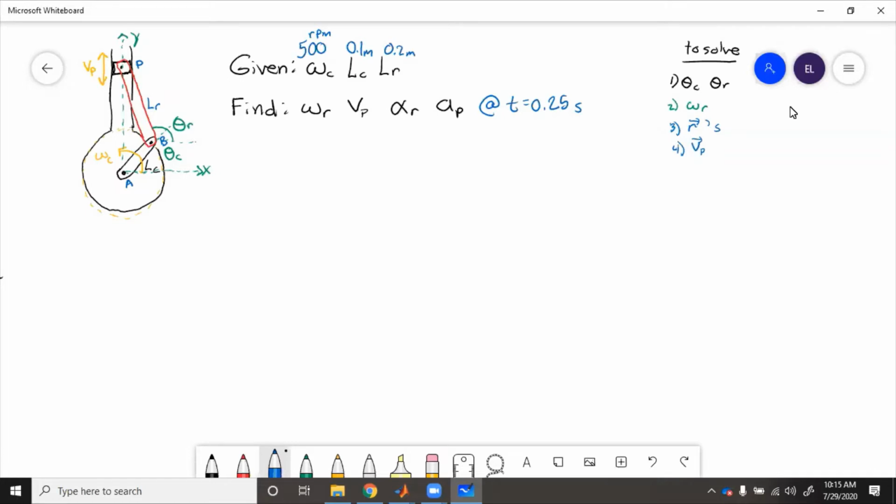And then to get the accelerations, we just keep going with that. Next we could find angular acceleration by differentiating the velocity. And then we can get linear acceleration by differentiating the linear velocity.